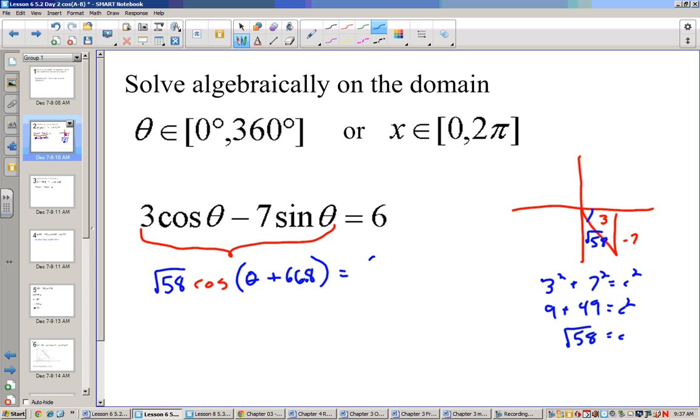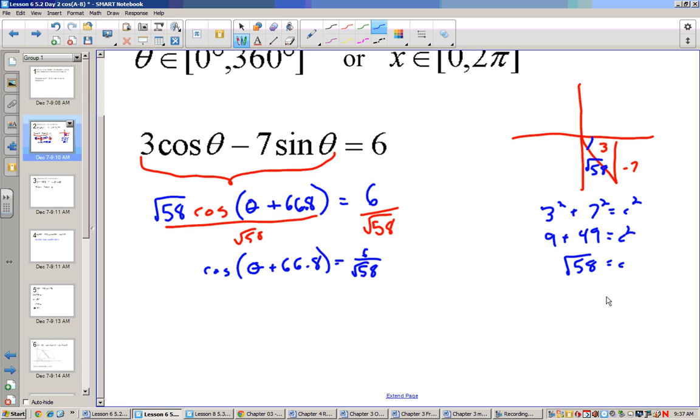And now we can solve this for theta. So what we do is divide both sides by root 58. And so we have cosine of theta plus 66.8 is equal to this mess, 6 over root 58. Now what we need to do is take the inverse cosine.